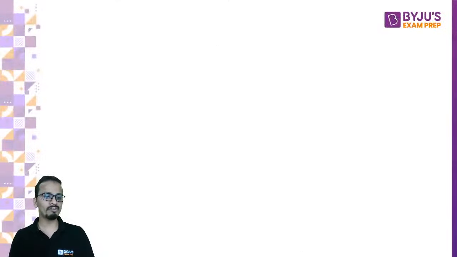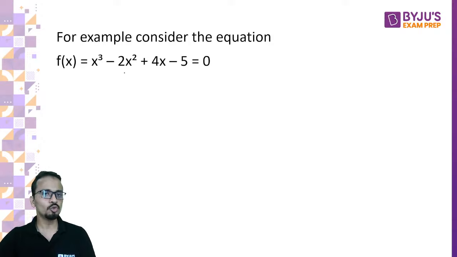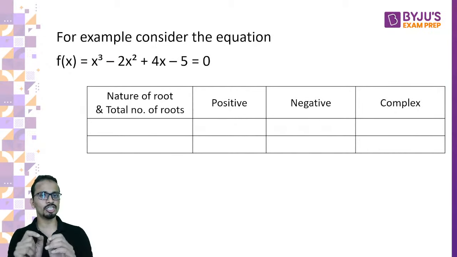Let's take an example to elaborate this complete fact. Now all of you focus on this example. f(x) is x cube minus 2x square plus 4x minus 5 equal to 0. I will fill the values in this table for all of you. First of all, you will have to tell me the number of sign changes in f(x). How many times has the sign changed in f(x)? Come on.